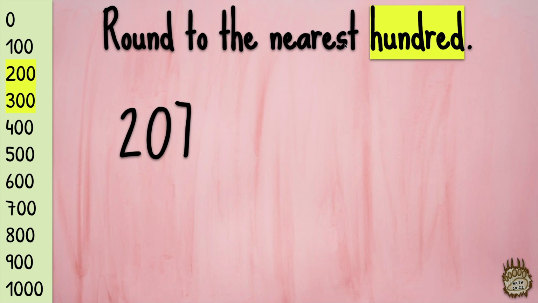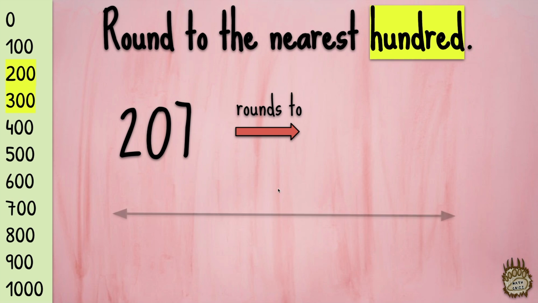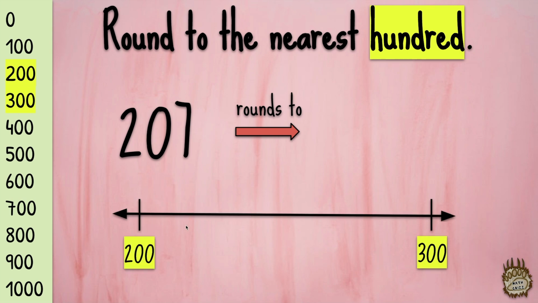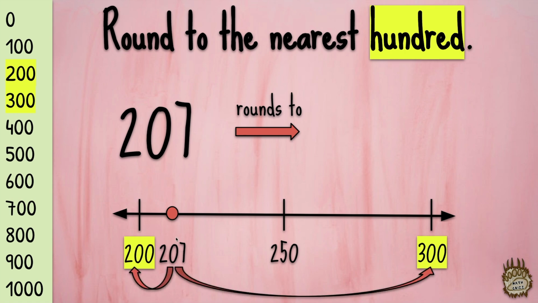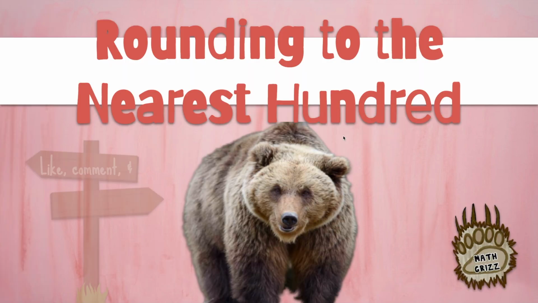207 rounded to the nearest hundred. We know that falls somewhere between 200 and 300. When we make our number line, we have 200 and 300 on each side, and halfway would be 250. Let's think, is 207 less than 250 or greater? It's way less than 250. So let's think, is it going to be closer to 200 or 300? It is way closer to 200. So 207 rounded to the nearest, or closest, hundred is 200.